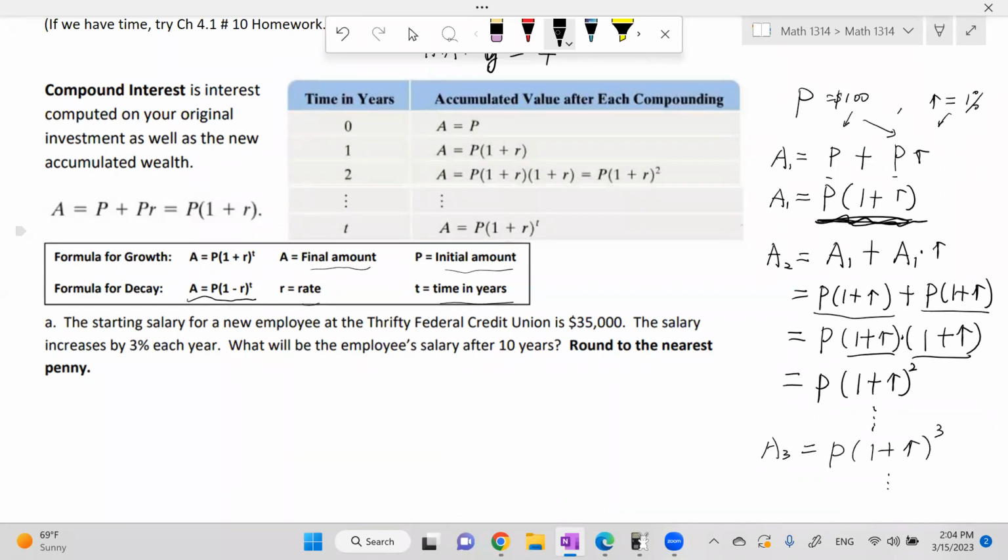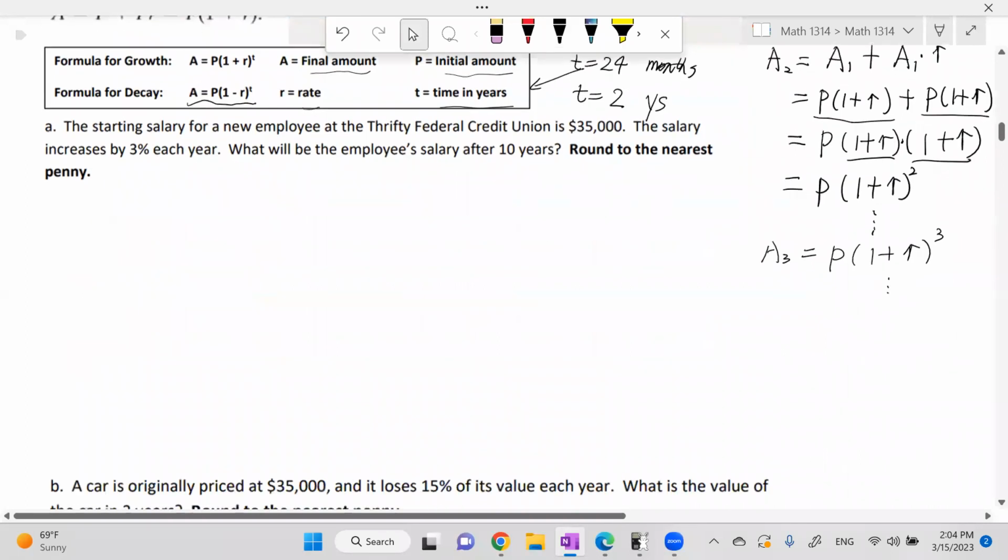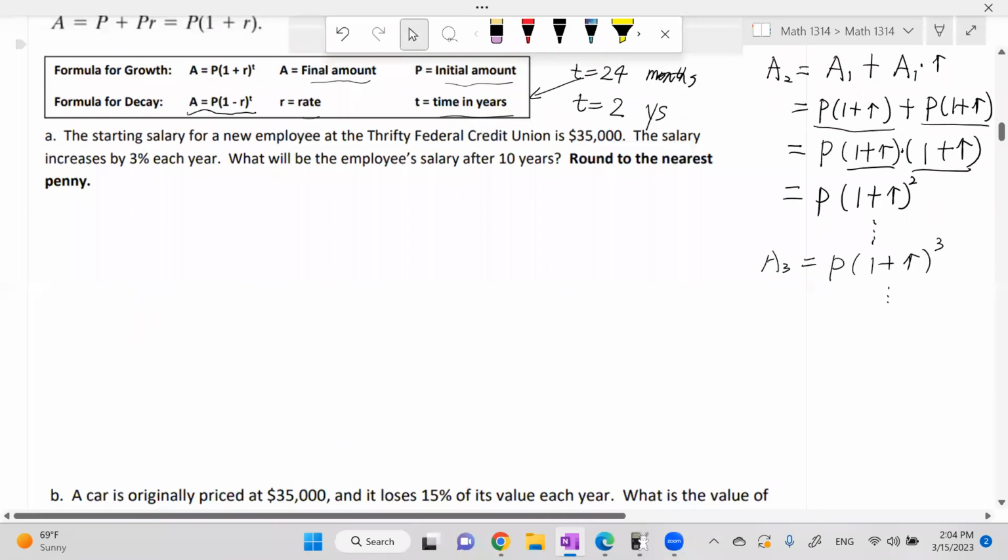If in the example they say we have T equals 24 months, when we are plugging in the formula, we are not plugging in 24. We must plug in T equals 2, because 1 year has 12 months. 24 months means 2 years. All right, let's see one example using the formulas.